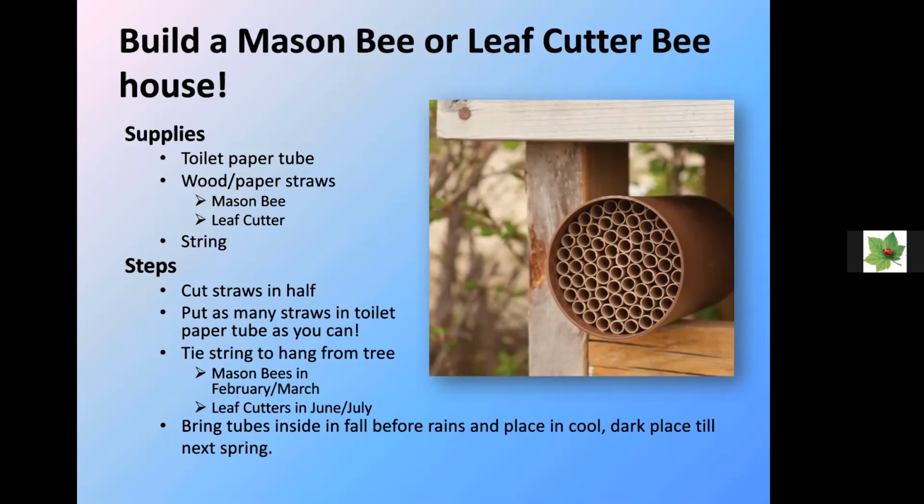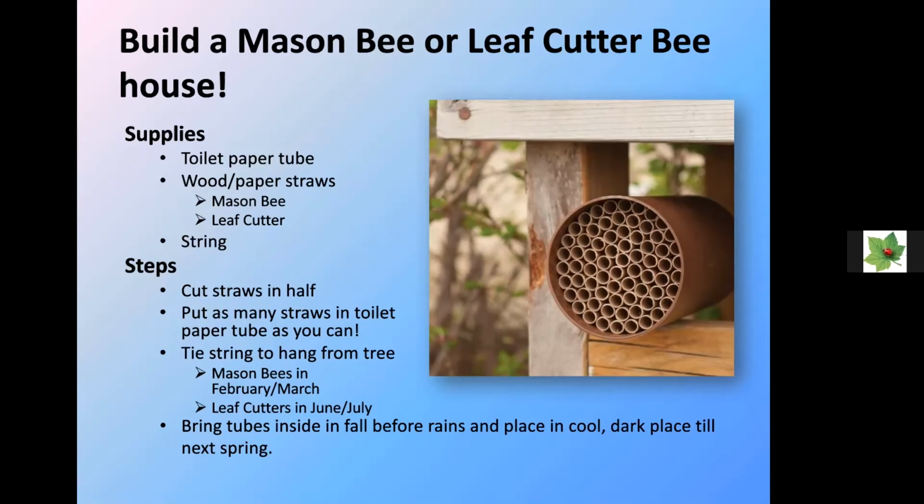So cutting those tubes down to size, stuffing them in, putting them in an east facing area up off the ground. And then for mason bees, putting them out in February or March, and then for the leaf cutters in June or July. And then what you want to do is after those months, bring them inside.